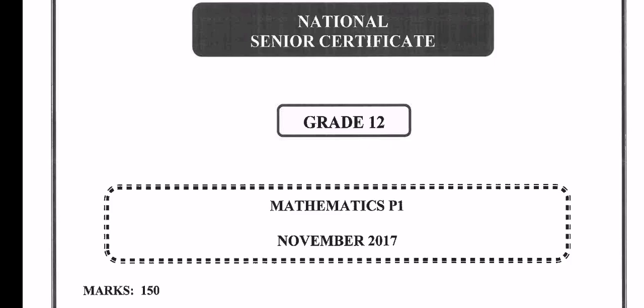In this section of the video, we're going to continue where we left off in part 1. We're going to deal with the sections involving functions, finances, as well as calculus. We're going to touch a bit of calculus.